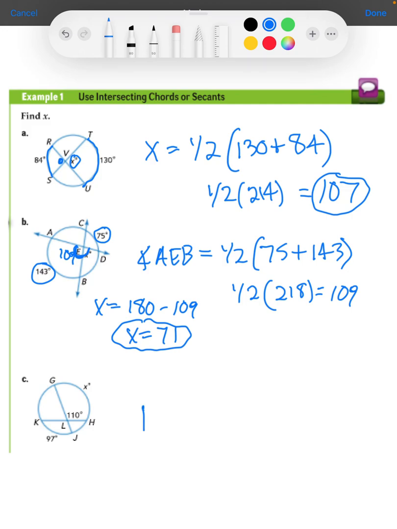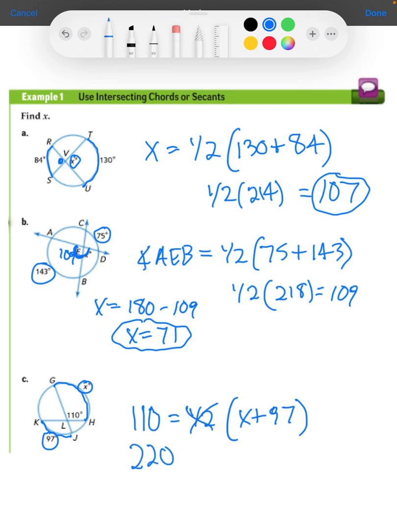We have the vertical angle this time. Our vertical angle is 110, and the arcs that it intercepts are GH and KJ. So our vertical angle is going to equal 1/2 of the arcs that it intercepts. So 110 equals 1/2 of x plus 97. We multiply both sides by 2, and we get 220 equals x plus 97. Subtracting 97 on both sides, we get x equals 123.